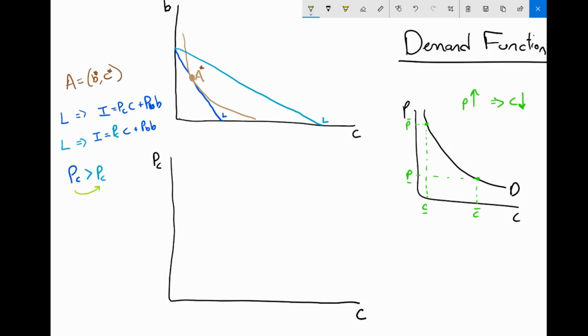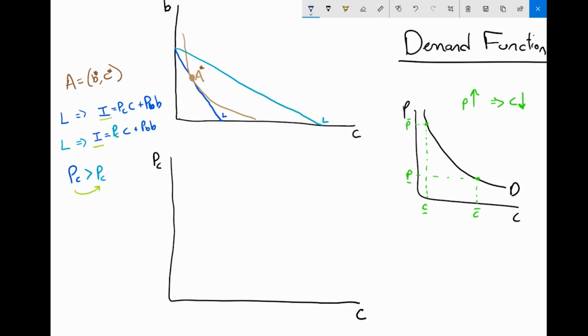Okay, and so if the price goes down, that means that we are able to afford more goods. Our budget line shifts out. That means, given that the amount of income stays the same, I can afford more coffee and bagels because the price of coffee goes down. And so this budget line shifts outwards.